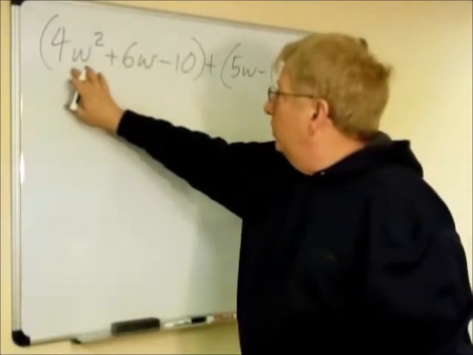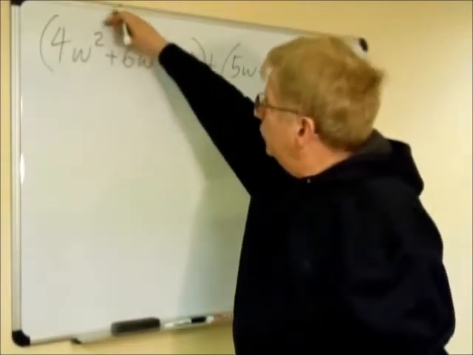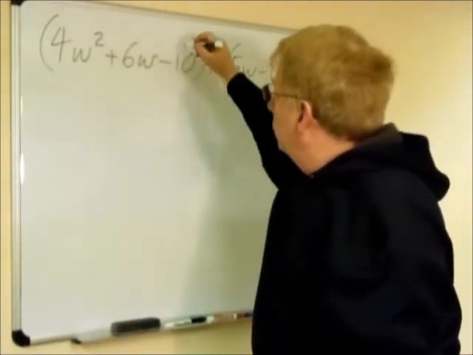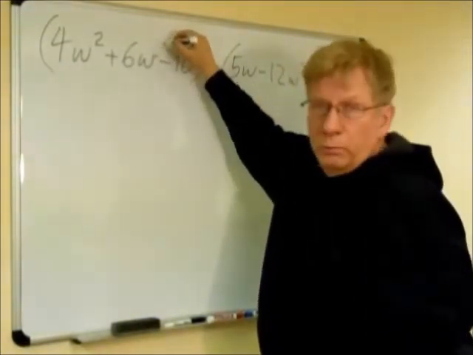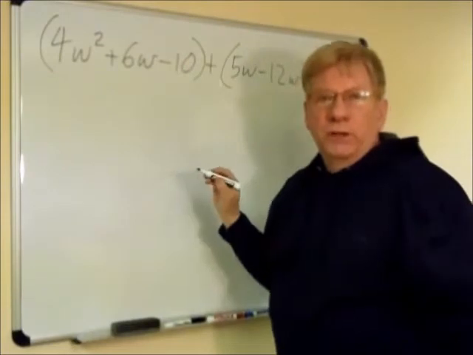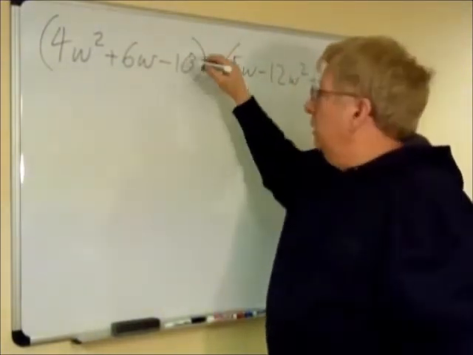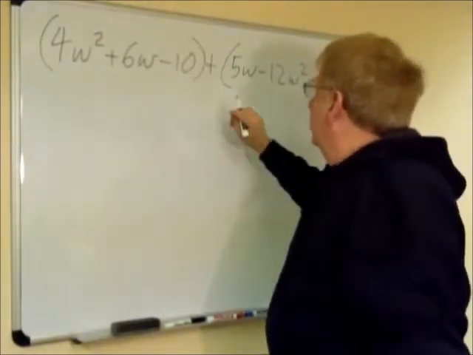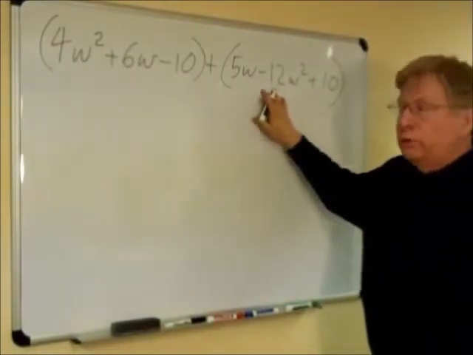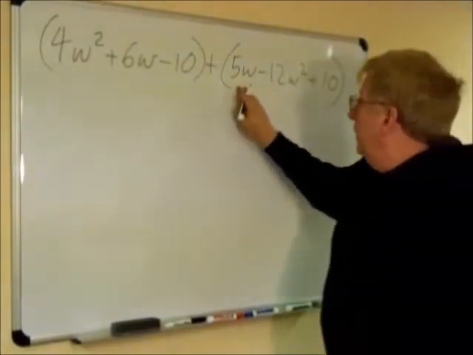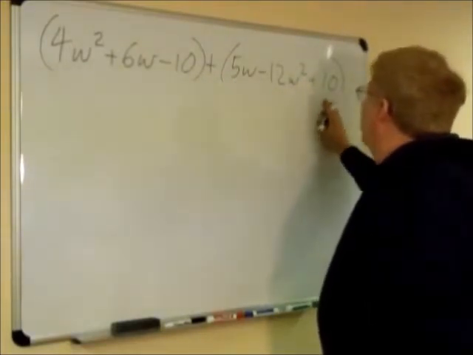This first polynomial is in standard format. It starts with the highest exponent, w to the 2, and then here we have a w, which is assumed to be w to the 1. When you don't have an exponent on a variable, it's actually a 1. And now the second term is not in standard format, so we have to rewrite that.